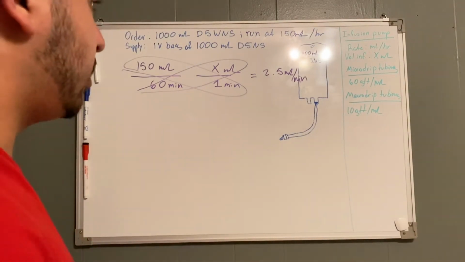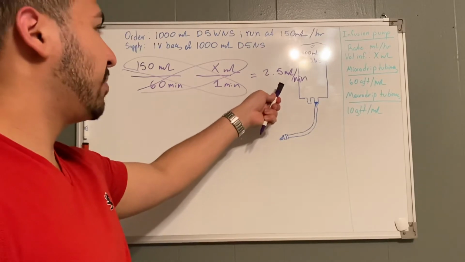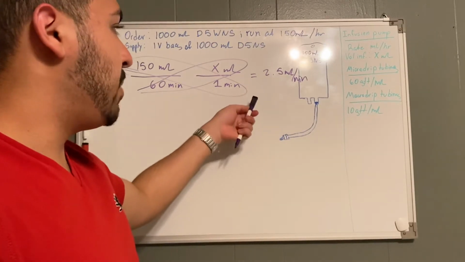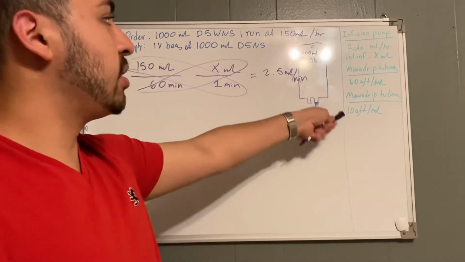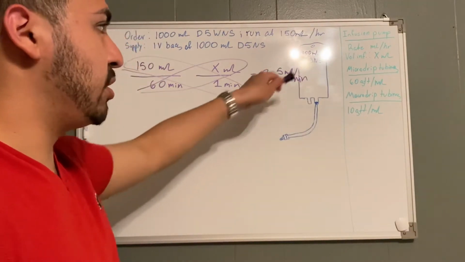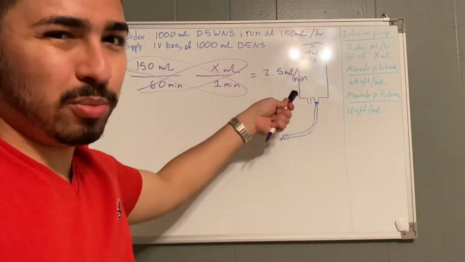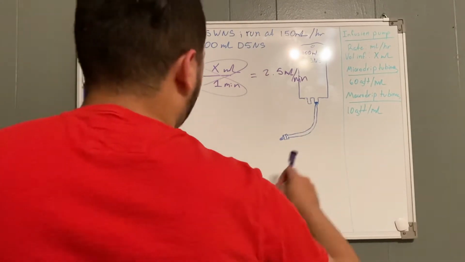Okay, now you want to translate that to drops per minute. Now looking at the amount of milliliters I'm infusing per minute, it might make more sense to choose macro drip tubing. But I'm gonna solve the drip rate using both micro drip and macro drip tubing, just so y'all can see what I mean. So first, let's go with macro drip tubing.